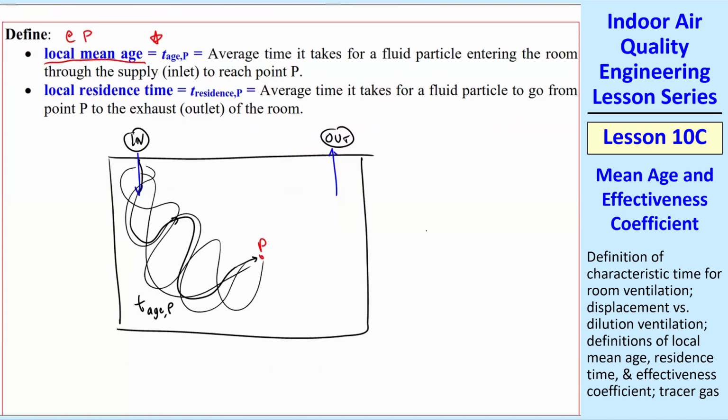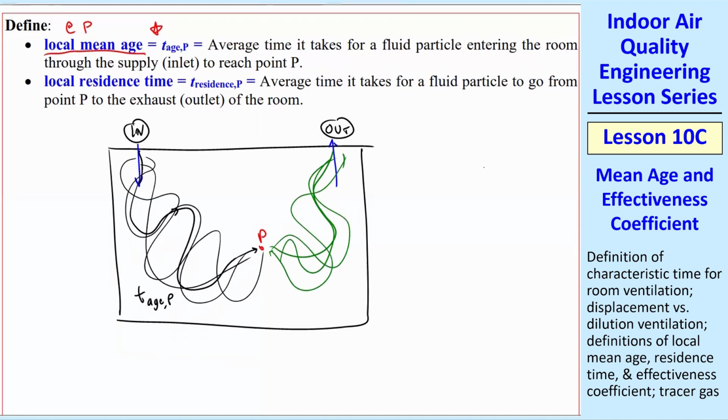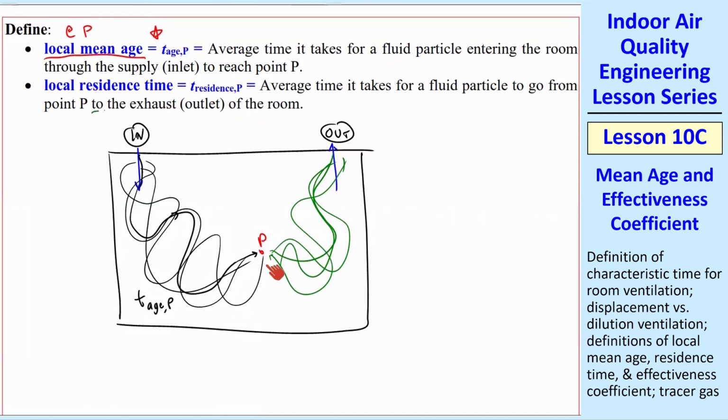There's also something called residence time. You start at P, the local residence time, T residence at P, is the average time it takes for a fluid particle to go from P to the exhaust. Mean age is entering the room and going to P, and then P out is the residence time. So this would be T residence at point P. And you could pick other points, and you'll have different values for these.